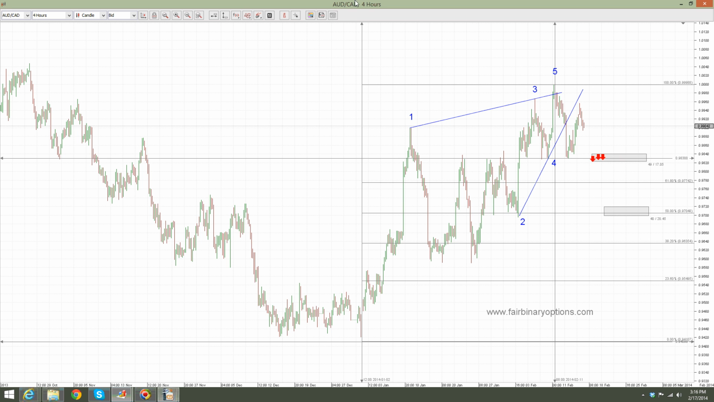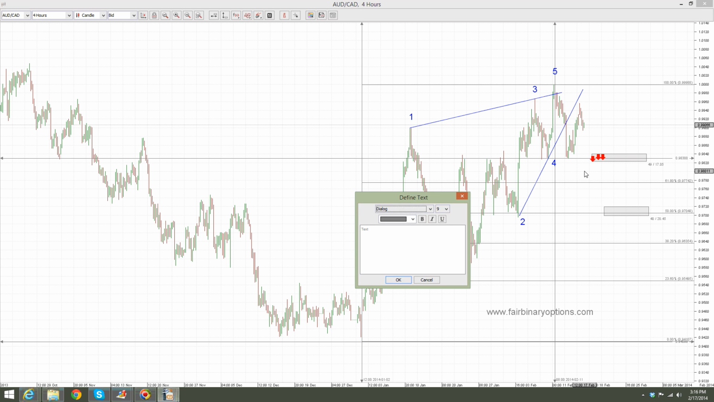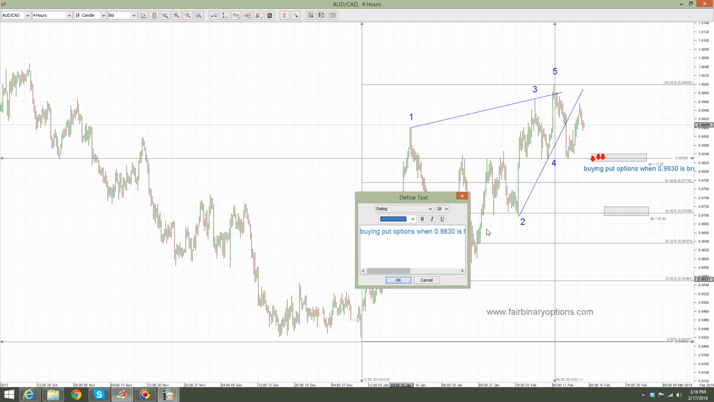Therefore, let's write on the screen there that we are buying put options when 98.30, so buying put options when 0.9830 is broken with end of week expiration date. We want to avoid the fact that this wedge is actually not completed, and therefore we want to mitigate the risk.